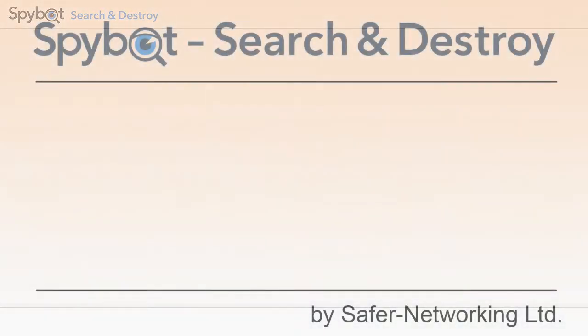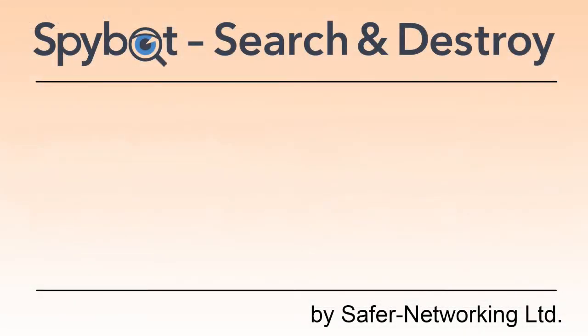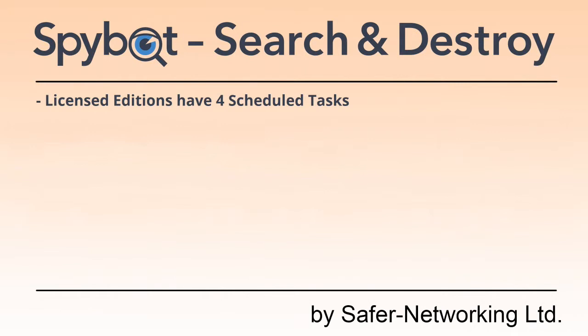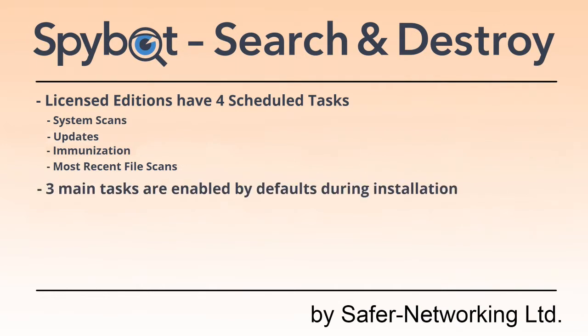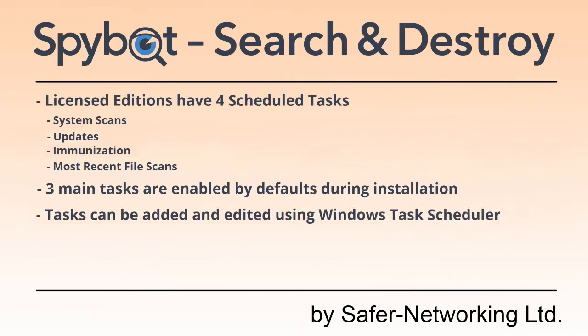In licensed editions of Spybot Plus Antivirus, four scheduled tasks are available. These can be used to automate Spybot scans, updates, immunization, as well as most recently used file scans. By default, the three main tasks are enabled during Spybot's installation. You can add, remove, or edit these scheduled tasks directly through the Windows Task Scheduler or access it using Spybot settings.